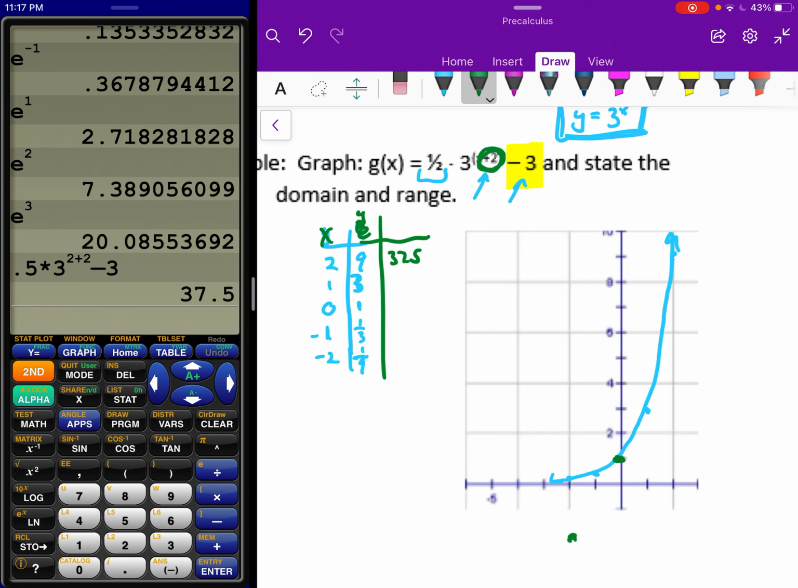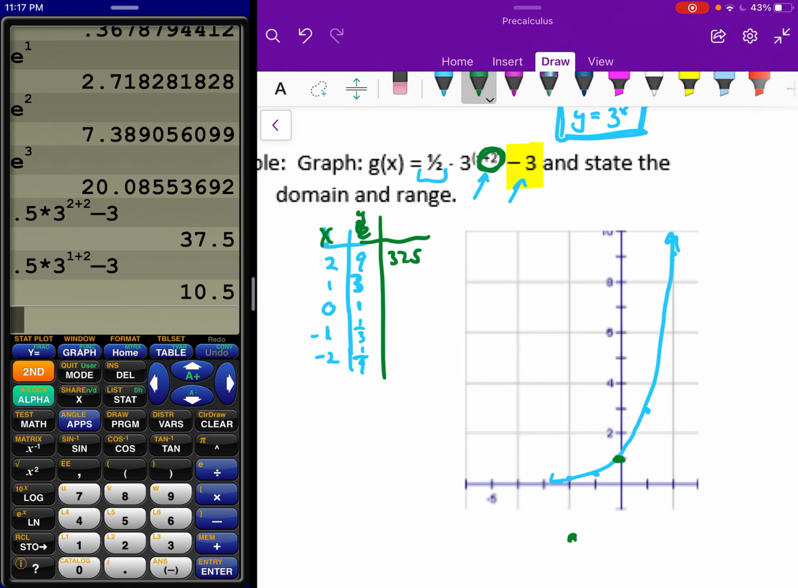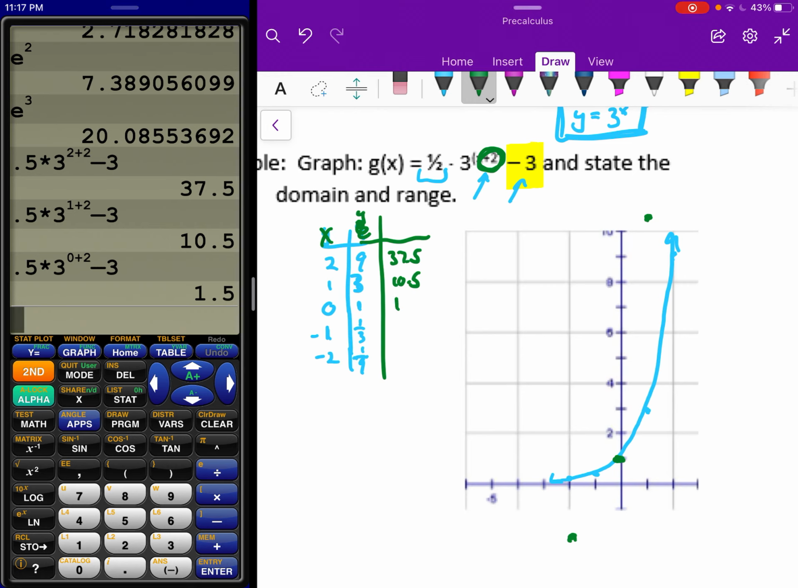So let's put in 1. We actually can put in that same entry. You hit the second button and then the enter button. It puts in the same entry, but we just want to change this to 1. So that's 10.5. So at 1, we're at 10.5, which we can fit on here. So we'll do that second and then entry again. We're going to change this to a 0. Now we're at 1.5. So we had x is 0, y is 1.5. That's right there.